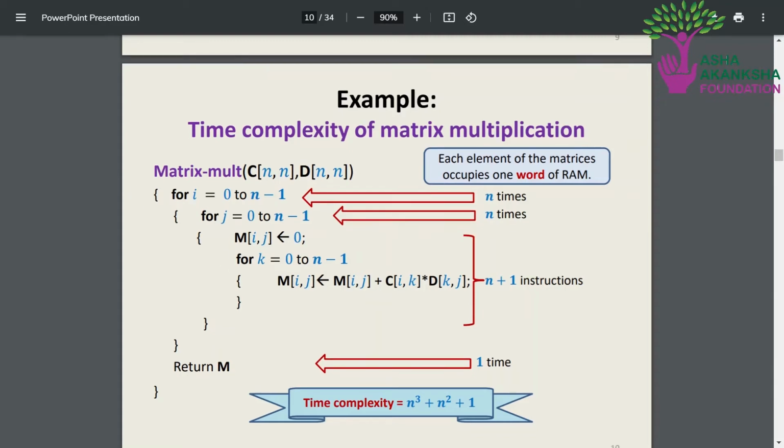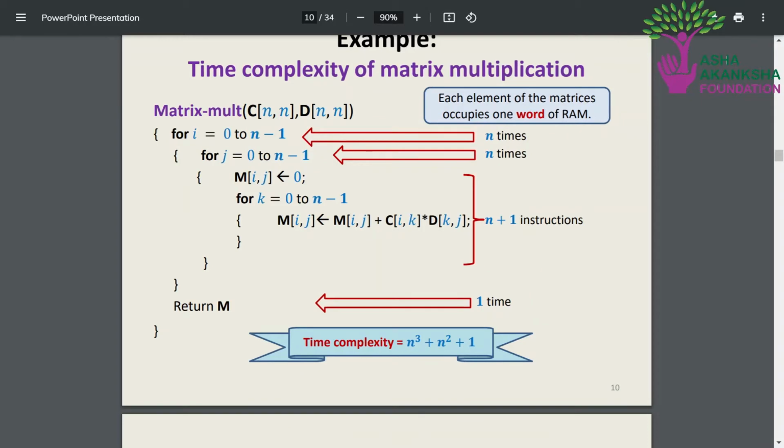So here, as you can see, there are three for loops, so the time complexity will be order of n cube. But if we calculate the equation, it comes out something like this: n cube plus n square plus 1, because there are two traversals of n times over here, and if we sum up all these instructions, it would be n plus 1. So if we multiply all these, we get this equation.